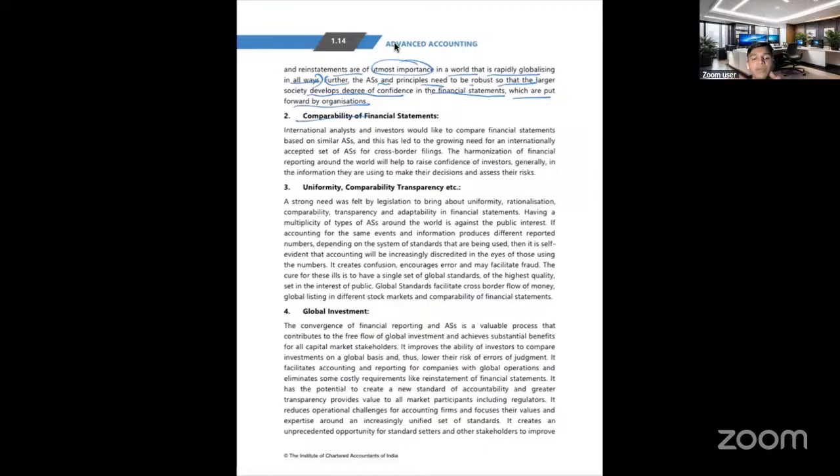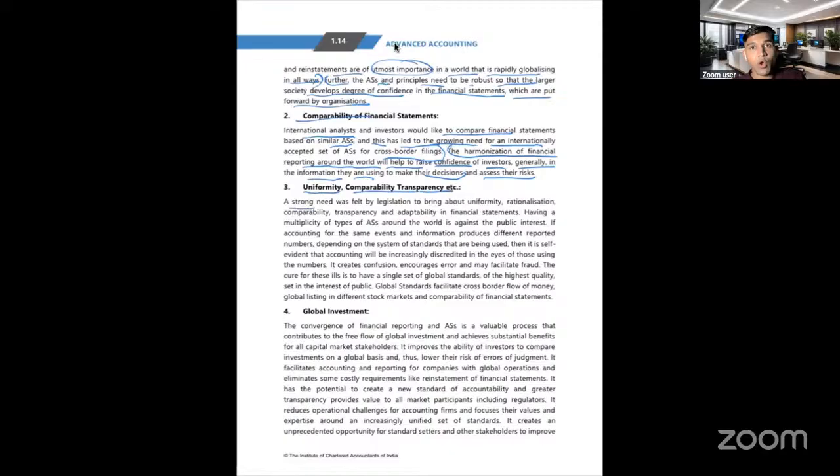Second one is comparability of financial statements. International analysts and investors would like to compare financial statements based on similar accounting standards, and this has led to a growing need for an internationally acceptable set of accounting standards for cross-border filings. The harmonization of financial reporting around the world will help to raise the confidence of investors in the information they are using to make their informed economic decisions and assess their risk. Third: uniformity, comparability, and transparency.